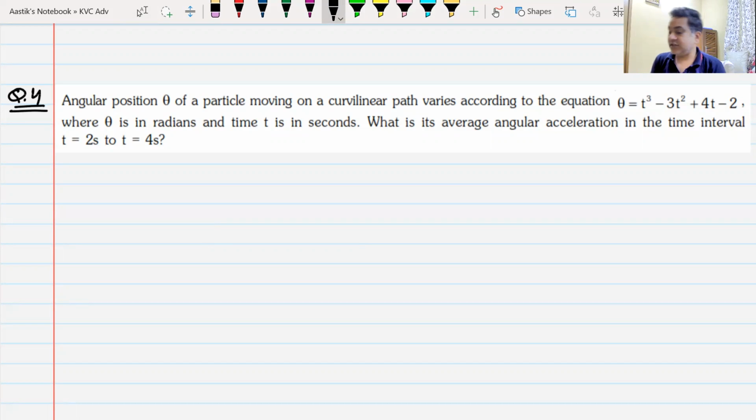The angular position theta of a particle. If it was linear motion, it was position x of a particle moving on a path varies according to the law x is equal to t cube or whatever, where x is in meters, t is in time. What is the average acceleration of the particle? So the same question. Do you understand this? Nothing has changed. Only angular has been put. Find out the average angular acceleration. Time interval is given, and I hope you can do this.